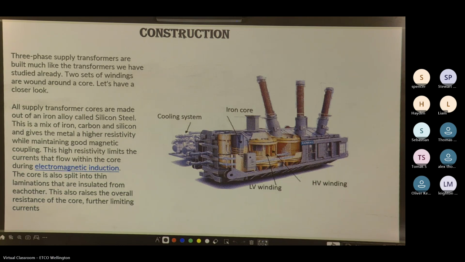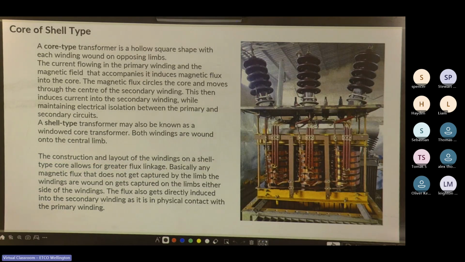Cool. So core type. A core type transformer is a hollow square shape with each winding wound on opposing limbs. The current flowing in the primary winding and the magnetic field that accompanies it induces magnetic flux into the core. The magnetic flux circles the core and moves through the center of the secondary winding. This then induces current into that secondary winding while maintaining electrical isolation, which is very important, between the primary and secondary circuits.